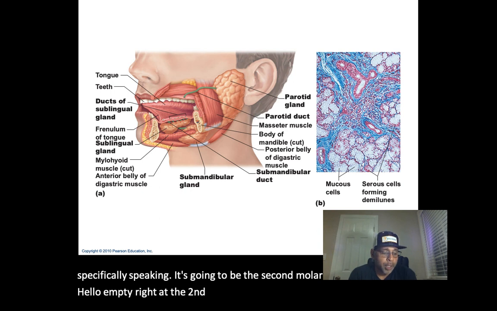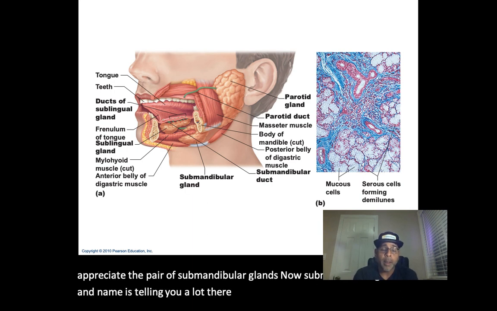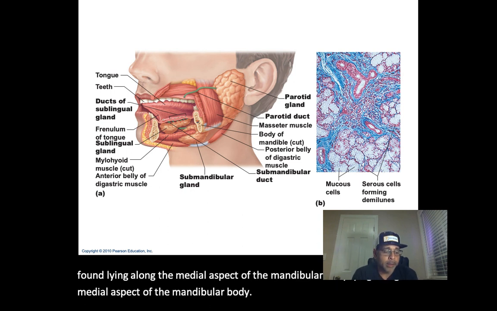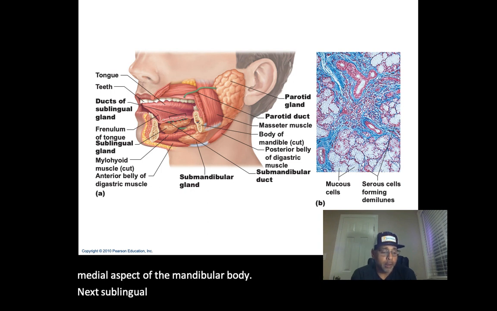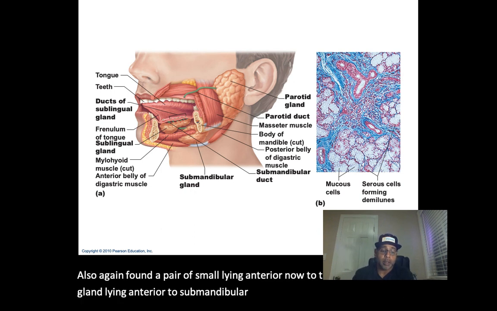Next we're going to be able to appreciate the pair of submandibular glands. The name is telling you a lot there. They're walnut-sized glands, lying along the medial aspect of the mandibular body. Next, sublingual glands. Also found as a pair, small, lying anterior to the submandibular glands under the tongue.